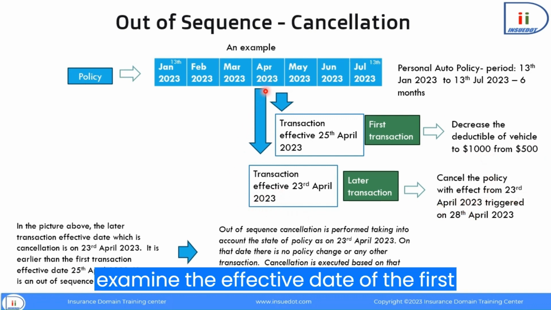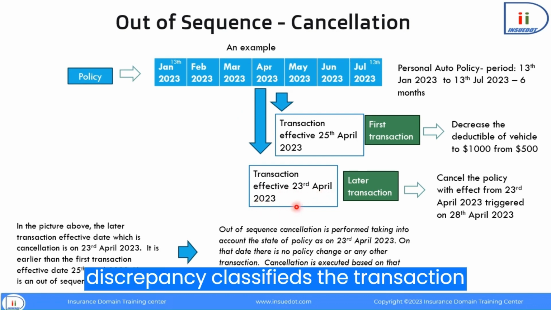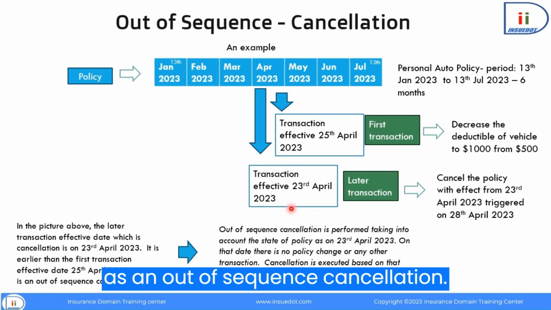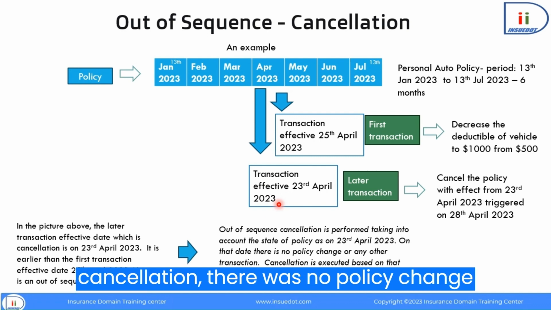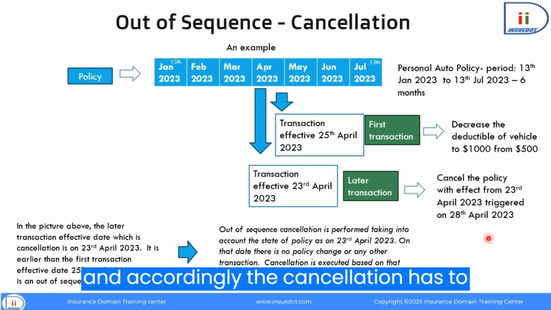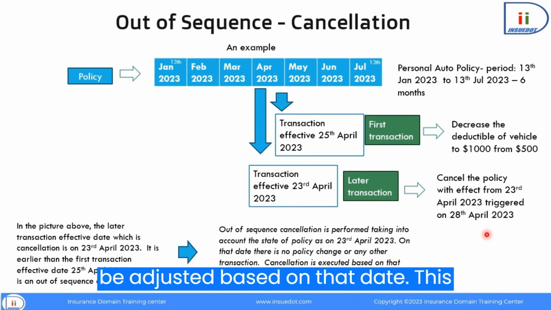If you examine the effective date of the first transaction, it's April 25, 2023, whereas the later transaction is dated April 23, 2023. This discrepancy classifies the transaction as an out-of-sequence cancellation. On the effective date of the cancellation, there was no policy change, and accordingly, the cancellation has to be processed. Any refund has to be adjusted based on that date. This cancellation nullifies the earlier policy change.